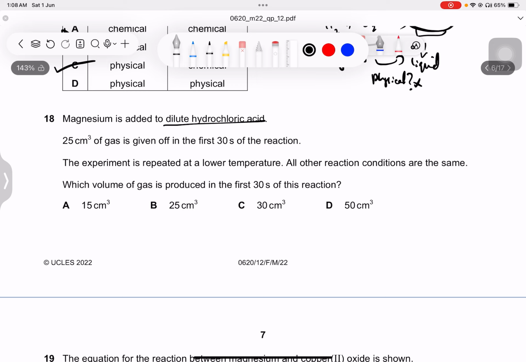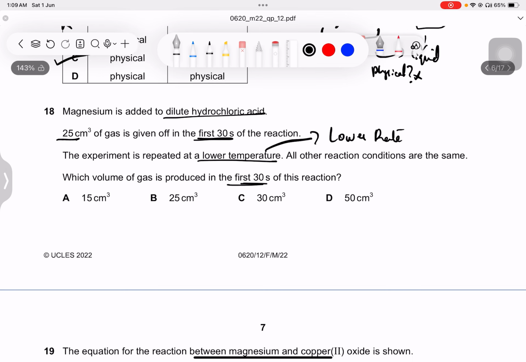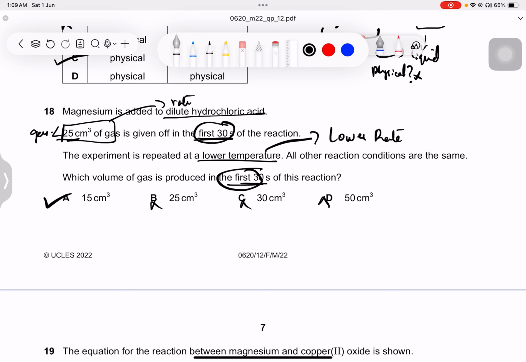Magnesium is added to dilute hydrochloric acid. 25 cm cubed of gas is given off in the first 30 seconds of the reaction. The experiment is repeated at a lower temperature. All other reaction conditions are the same. Which volume of gas is produced in the first 30 seconds of this reaction? So a lower temperature means a lower rate of reaction. So the gas given off will be less than 25. All these are equal or higher than 25. So option A is correct because the volume of gas given off will determine the rate of reaction in a given time. The given time is the first 30 seconds.